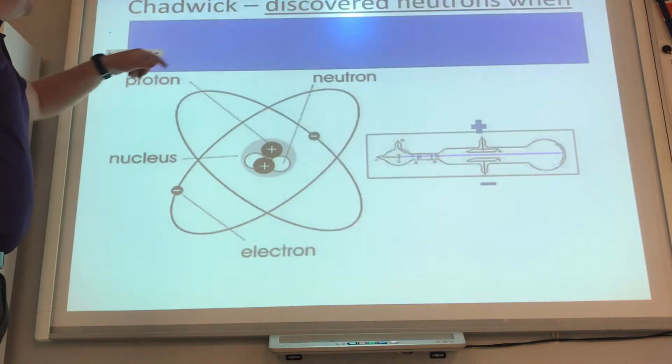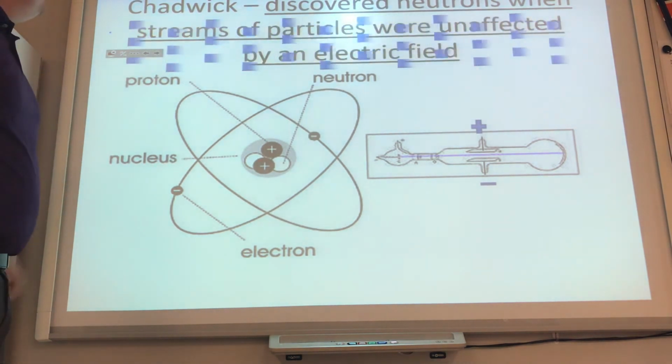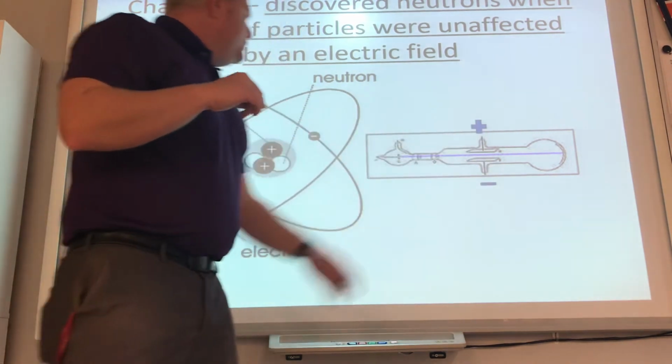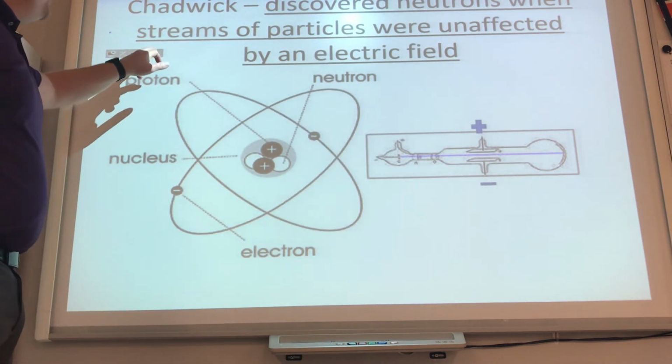All right? Then, Chadwick discovered neutrons when the streams of particles were unaffected by electronic fields. That positive and negative charge, they went right through. Oh, must be neutrons. All right, no charge.